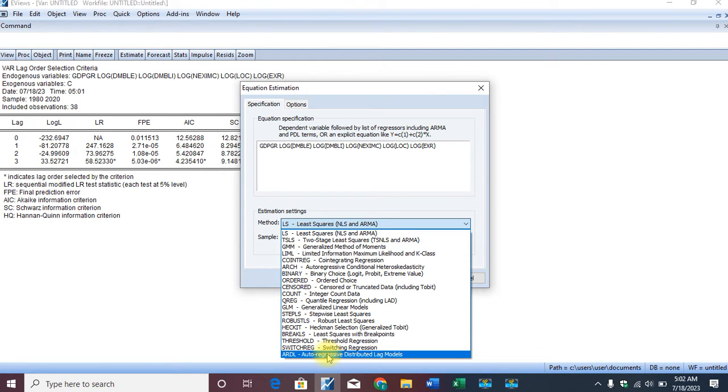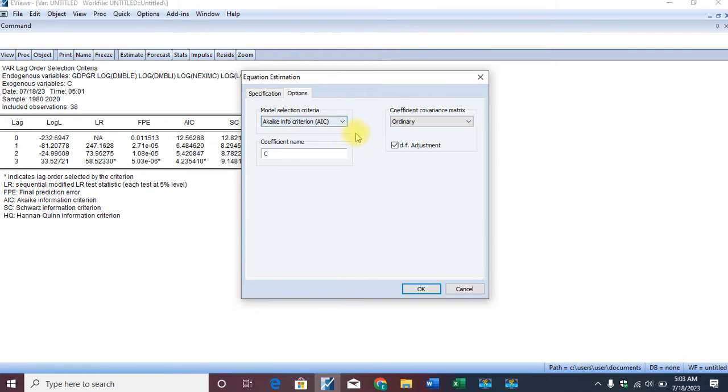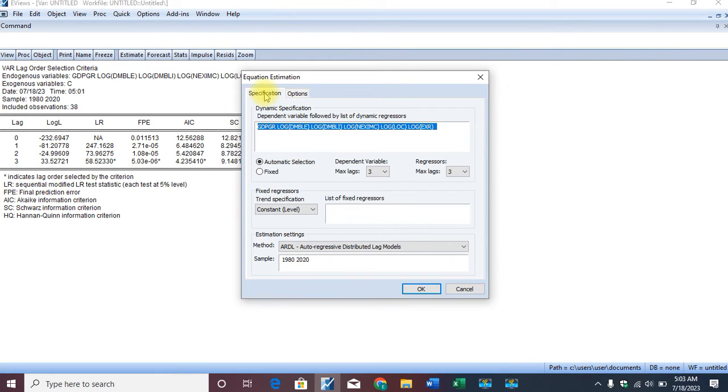I go to the last one, ARDL, autoregressive distributed lag models. I click on it. I may decide to leave it at lag 4, but I also may decide to vary the lags, because the appropriate lag is lag 3. So since my appropriate lag is lag 3, I will now change it to lag 3. I'll leave it in automatic selection. I will leave it at constant level. My method is ARDL. Sample size is 1981 to 2020. In this options box, I don't have any option. However, my main information criterion is AIC, so I will leave it in default. Everything seems good and okay.